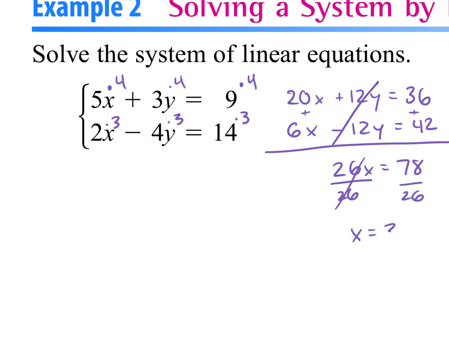So x is equal to 3. Nice, a whole number. Am I done? What do I have to do next? Plug it in. What do you want to plug it into? We can plug it into the second one.